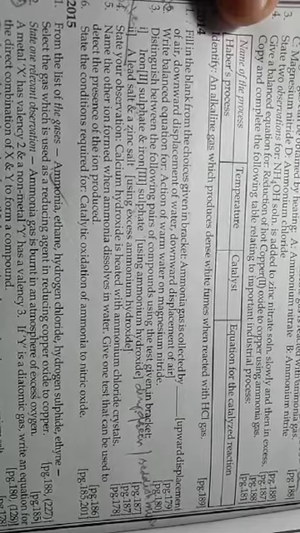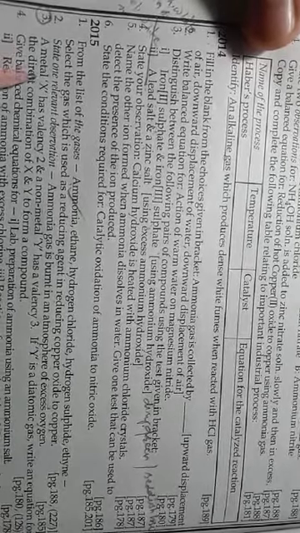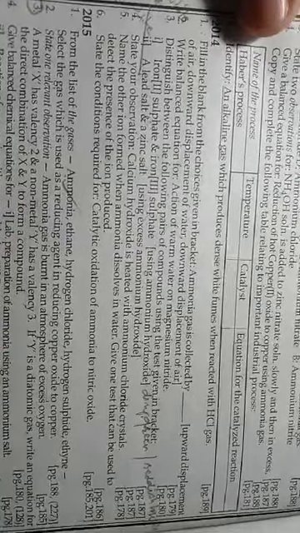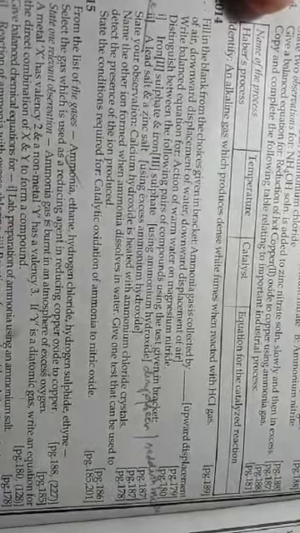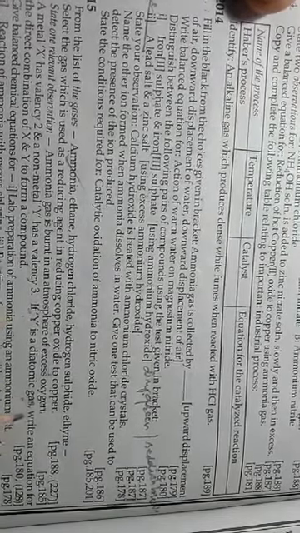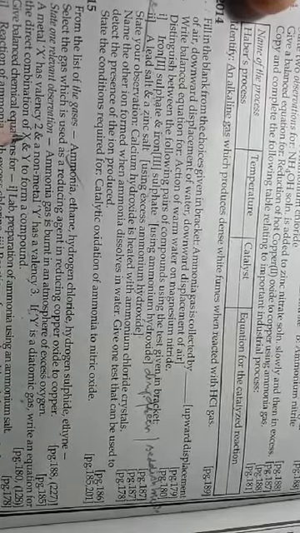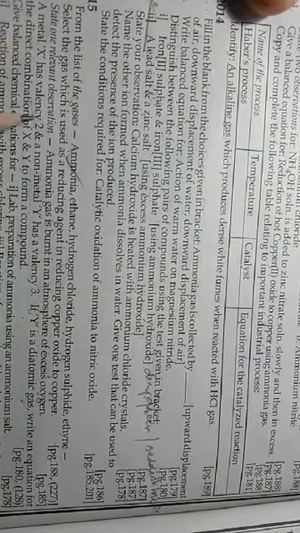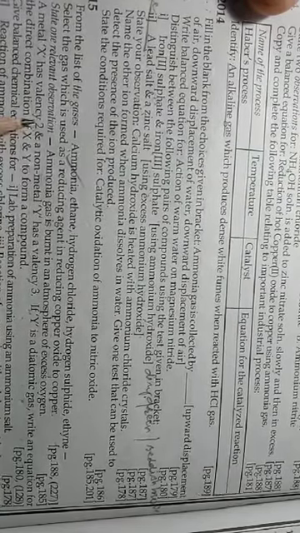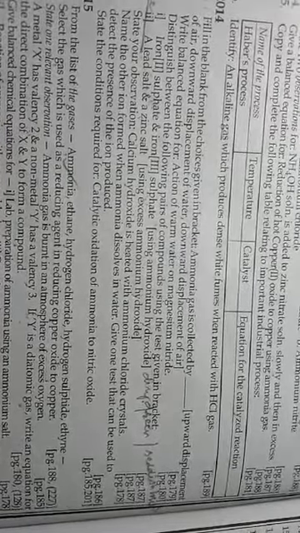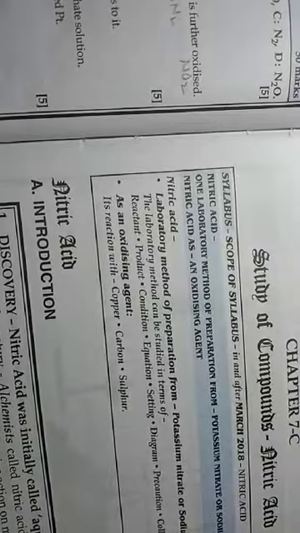Okay students. Now the third part of this question: a metal X has valency 2 and a non-metal Y has valency 3. If Y is a diatomic gas, Y should be nitrogen gas. Write an equation for the direct combination of X and Y to form a compound. You can write any divalent metal like magnesium: the reaction of magnesium with nitrogen, and these two will form magnesium nitride. Okay students, now we are moving to the next page, that is the unit test paper.